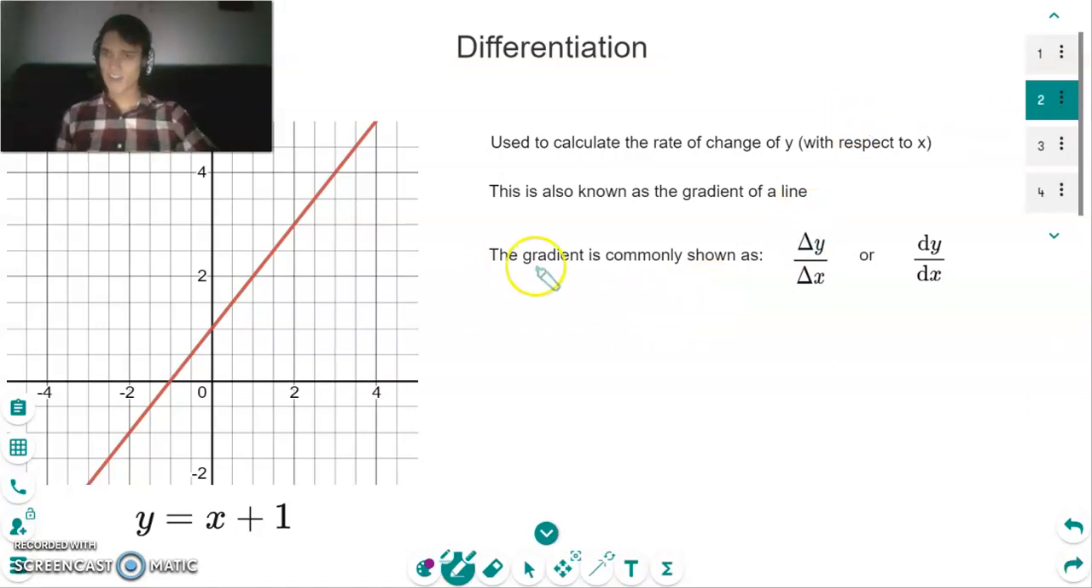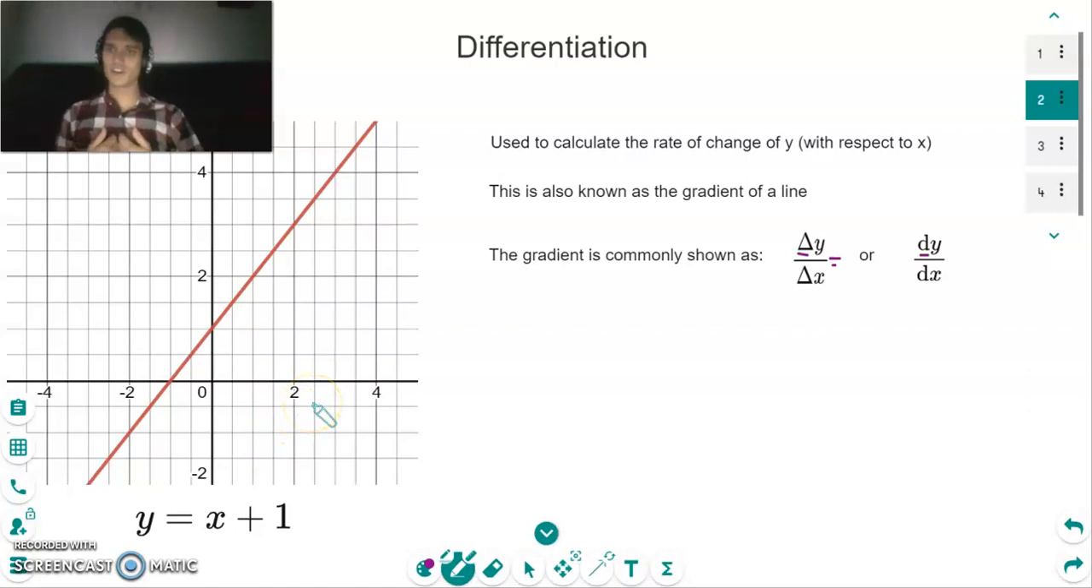In a more mathsy way, I guess, you'll see it referred to as delta y over delta x and dy over dx. Don't be intimidated by this. All it is is just another way to say the gradient. Delta and d here just say change in. So all this is change in y over change in x. They'll just say delta y over delta x equals, and then the gradient.